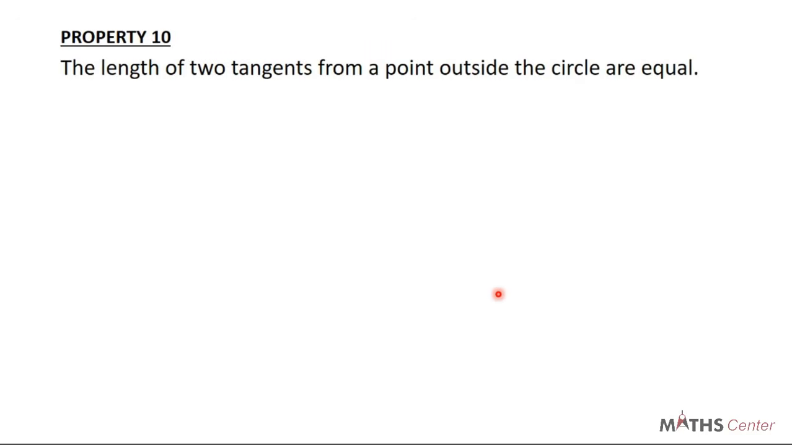Let's look at the 10th and final property. The length of two tangents from a point outside the circle are equal. What does this mean? Let's say that we have this circle here.